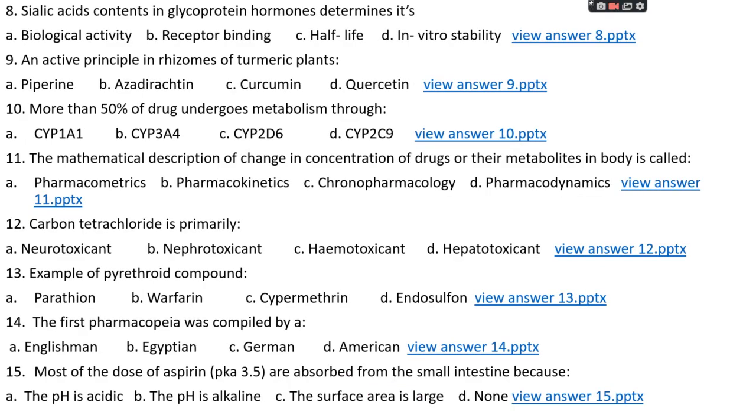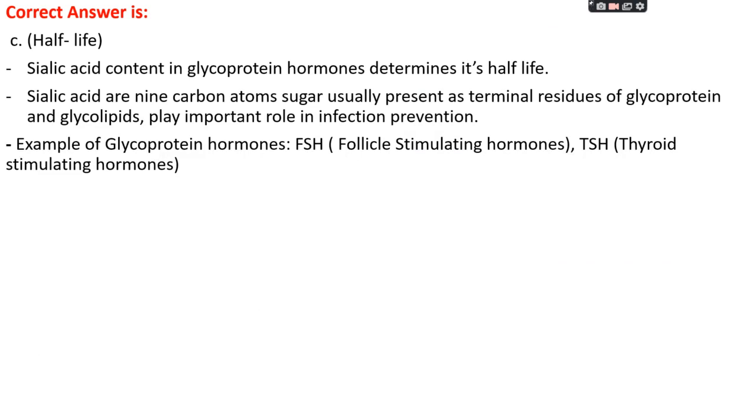Sialic acids contained in glycoprotein hormone determine its: option A, biological activity; option B, receptor binding; option C, half life; option D, in vitro stability. The right answer is option C, that is half life. Sialic acids contained in glycoprotein hormones actually determine its half life.